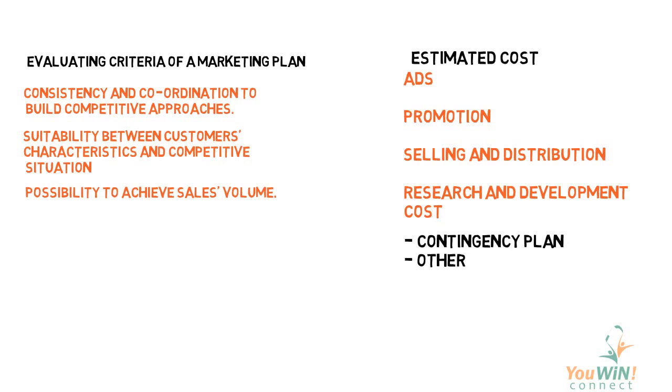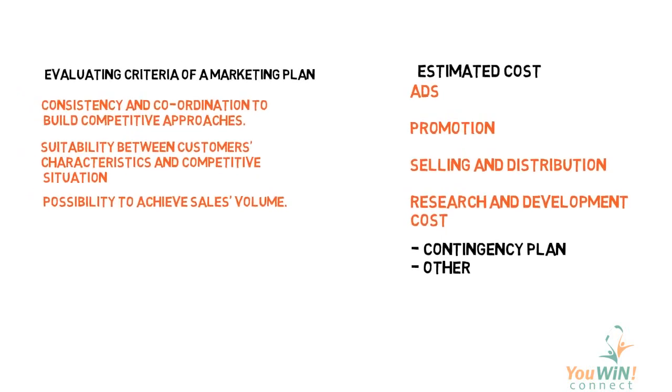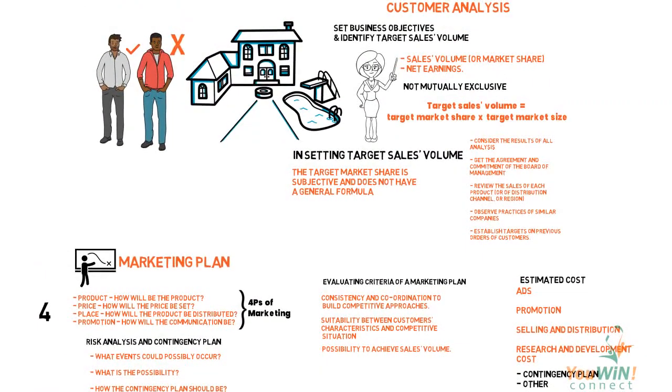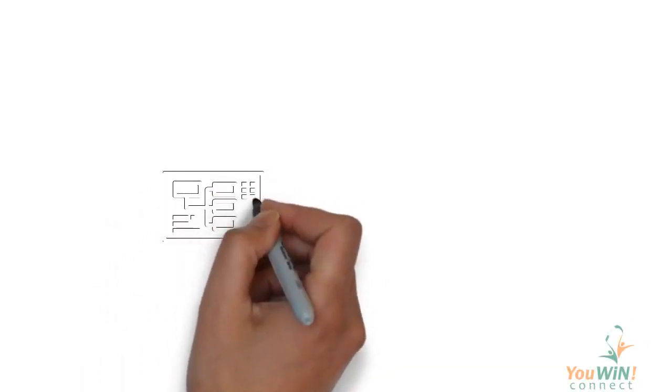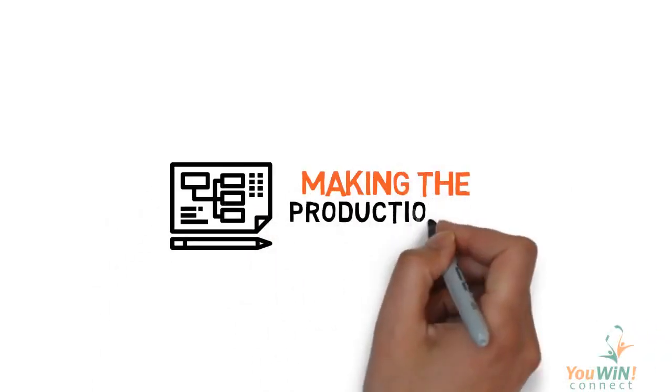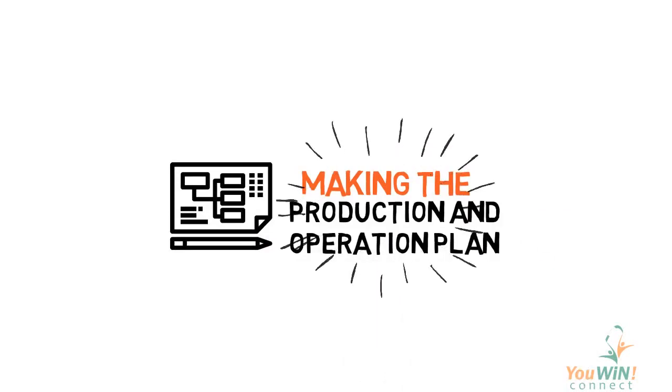This brings us to the end of the part on discussing the marketing plan. By the time we've gone through all of this, we would have everything that we need to put into the marketing plan for our business plan. So now let's look at the portion on making the production and operation plan.